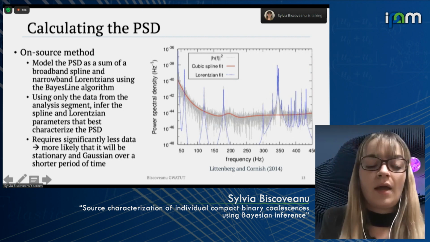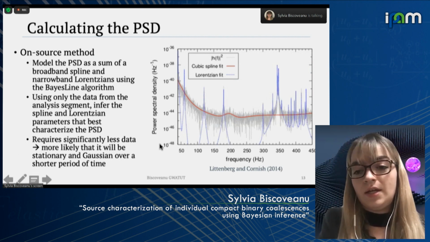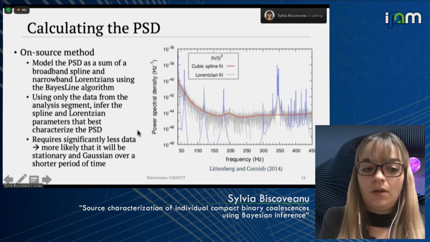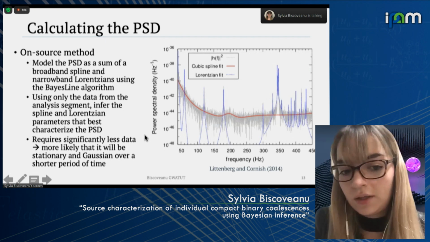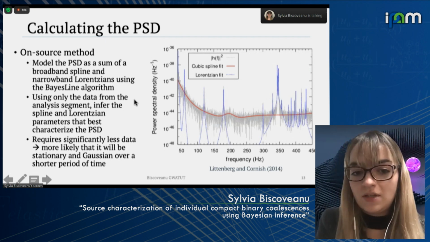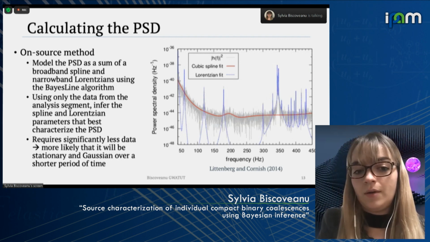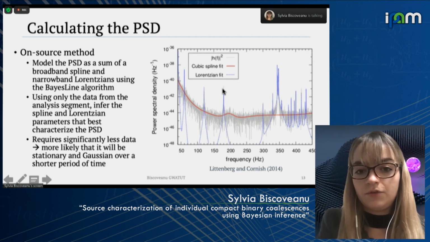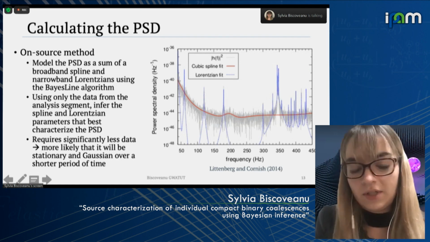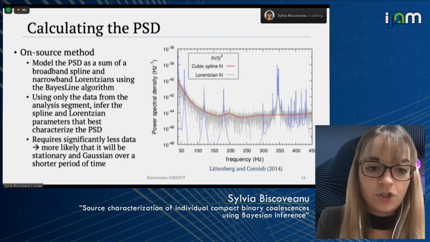Again, the advantage here is that it requires a lot less data, and if that data does happen to be non-Gaussian or non-stationary, you can model it out. The disadvantage, though, is that this is much more computationally expensive because you actually have to infer the parameters of the PSD instead of just calculating it by taking a series of Fourier transforms and averaging over that.